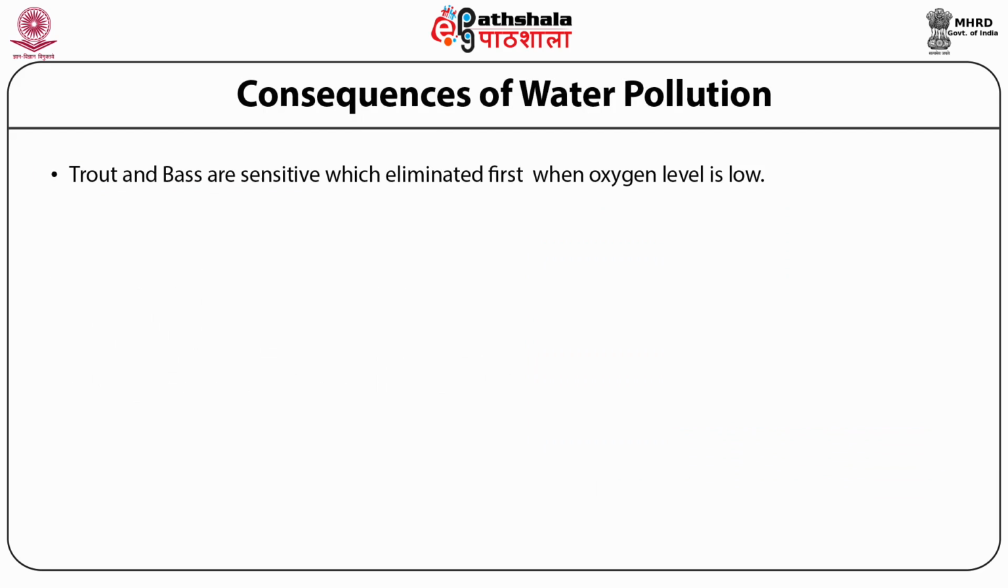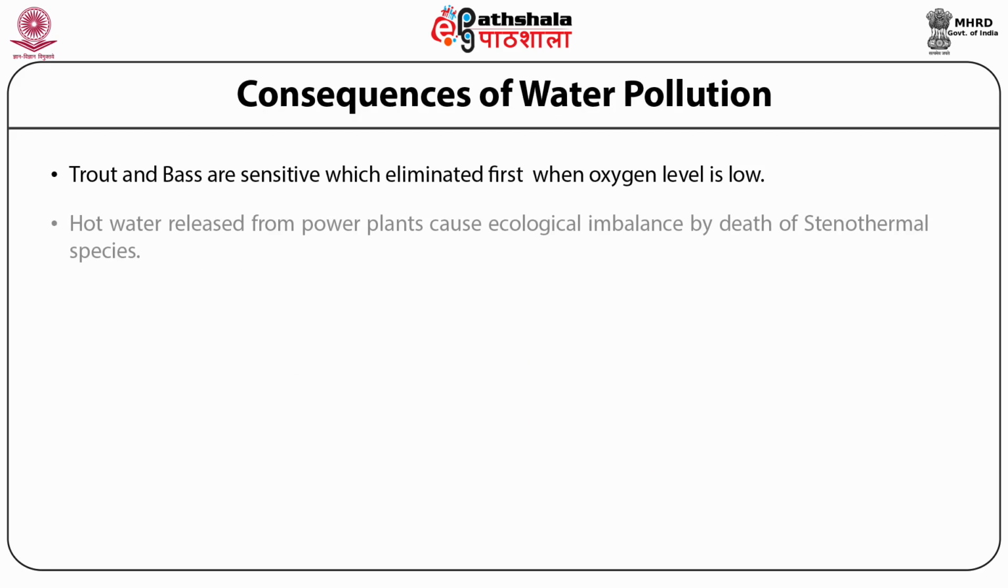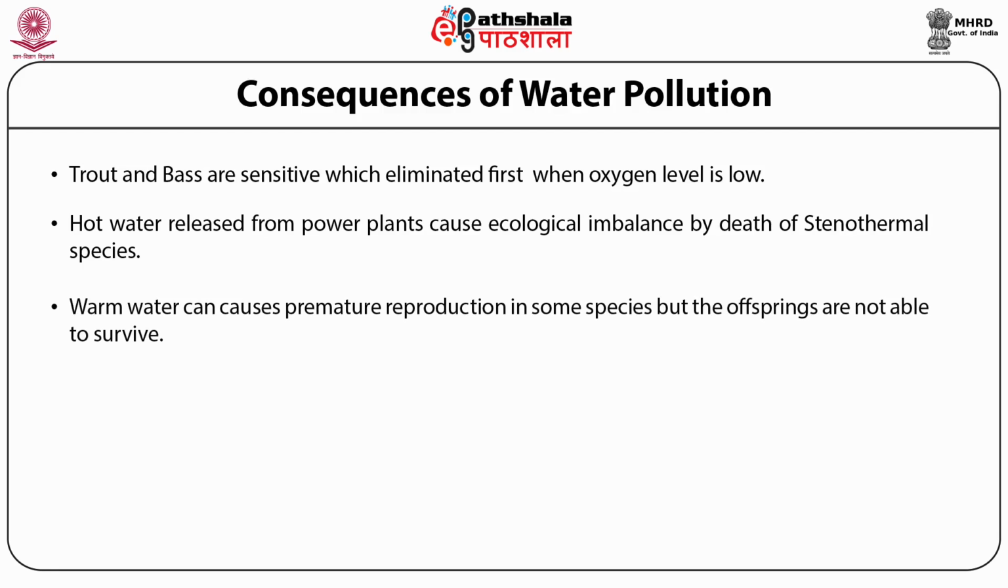Trout and bass are sensitive, which are eliminated first when oxygen level is low. Hot water released from the power plants causes ecological imbalance by death of stenothermal species. Warm water can cause premature reproduction in some species, but the offspring are not able to survive.